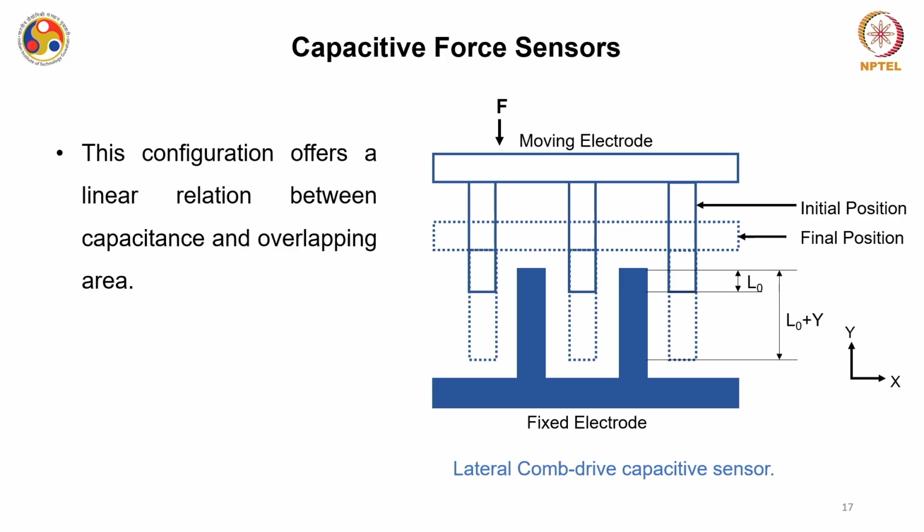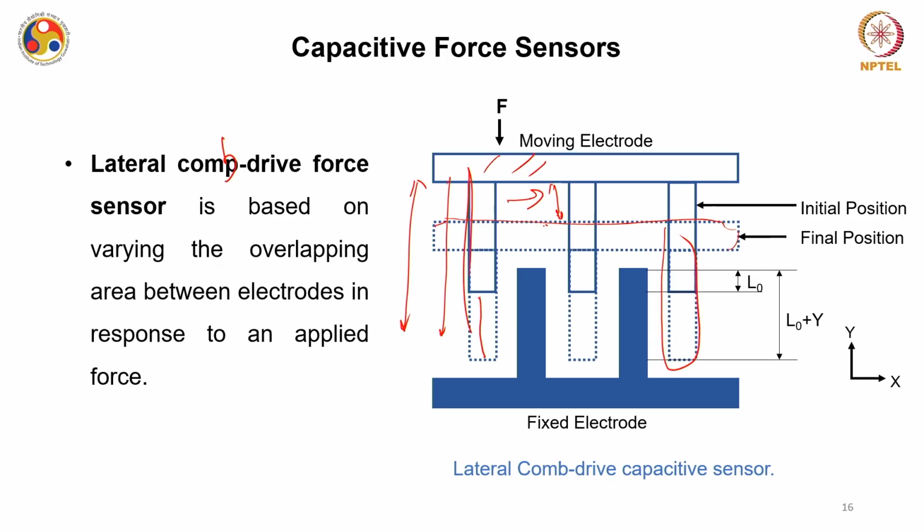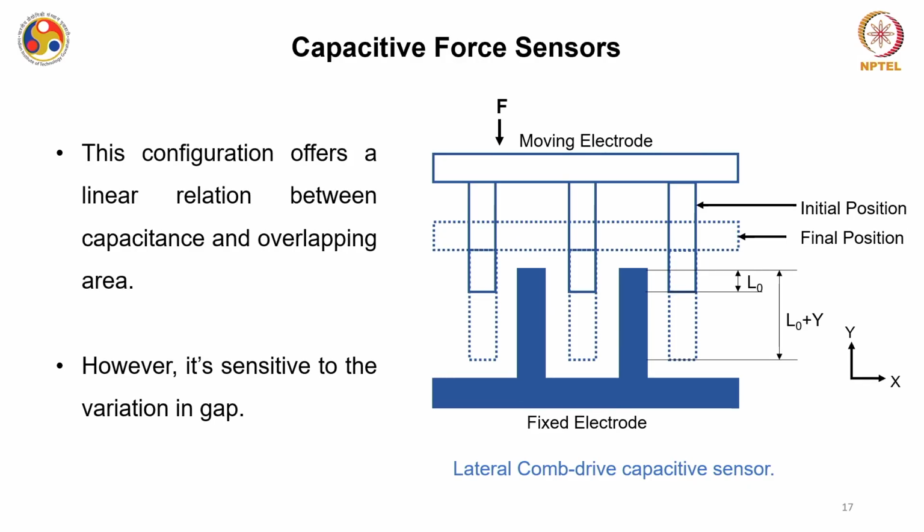So the advantage of this configuration over the previous one, the transversal comb drive force sensor, is that the previous mode of operation was a non-linear force sensor configuration, while this configuration offers a linear relationship between capacitance and the overlapping area. However, it's sensitive to the variation in the gap. So this is all about the comb drive kind of capacitive sensor.